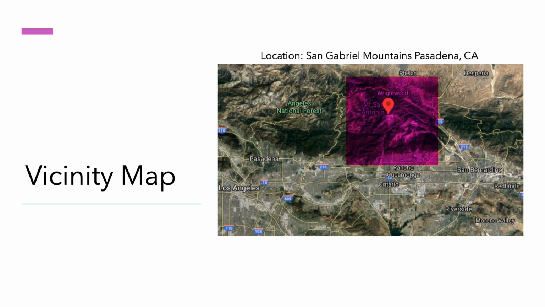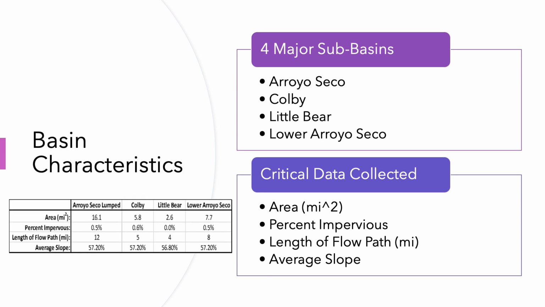The site in question is located at San Gabriel Mountains in Pasadena, California. 4 major subbasins are included in our analysis: Arroyo Seco, Colby, Little Bear, and Lower Arroyo Seco. Critical data such as area, percent impervious, length of flow path, and average slope are all taken into consideration within this report.